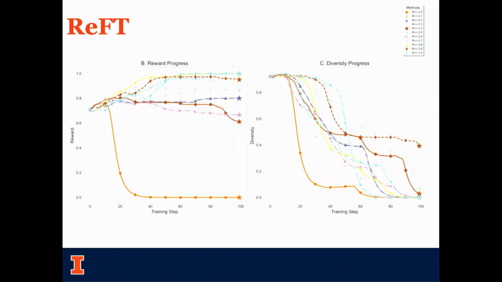And finally, here we have the rewards from REFT, which is the other fine-tuning training algorithm that we talked about. Here we're seeing very similar results. The few reward thresholds that achieve optimal rewards on the left side graph end up being the same ones that converge to diversity collapse on the right side graph. So we're seeing the same trade-off between optimizing rewards and maintaining high diversity.